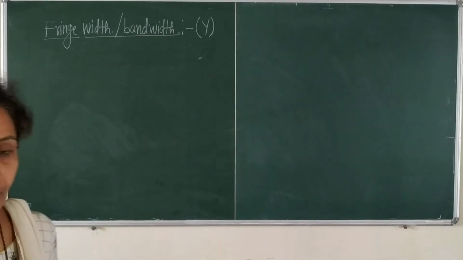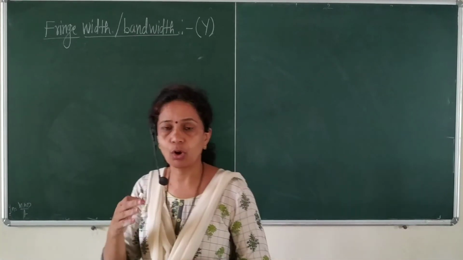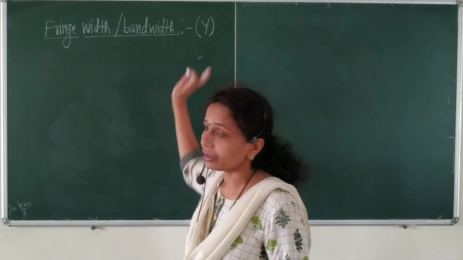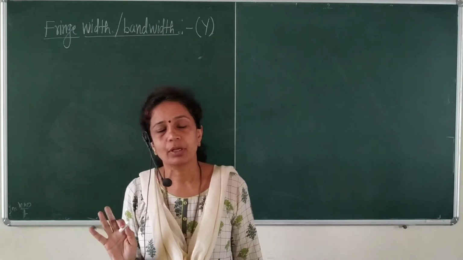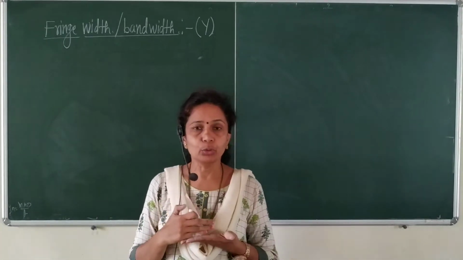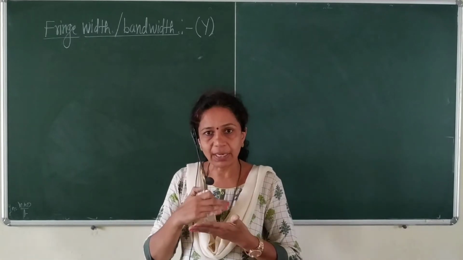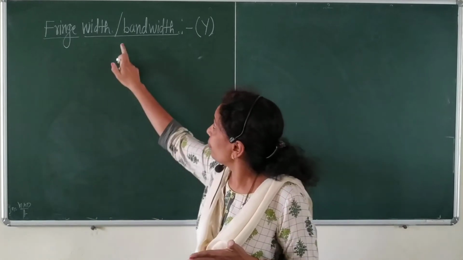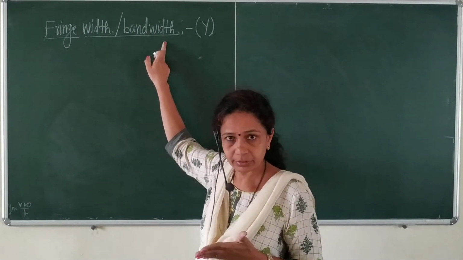Next point is fringe width or band width. It is denoted by letter Y in this book. Then what is the fringe width? The distance between two successive bright bands or dark bands is called as fringe width or band width.